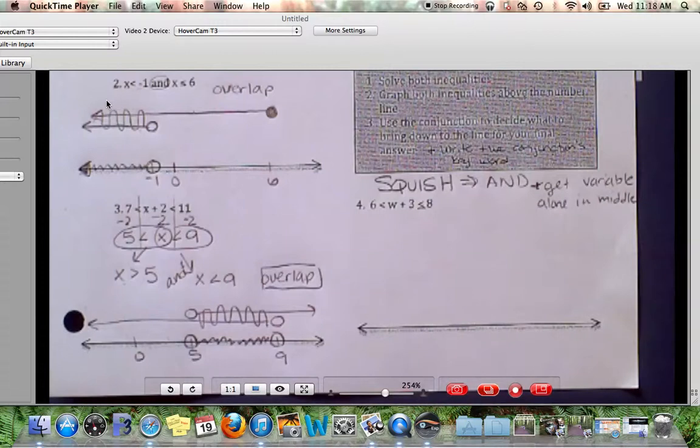Number 4 is very much like number 3. Why don't you give number 4 a try all by yourself. Push pause here, do all of number 4, and then come back and see how you did.